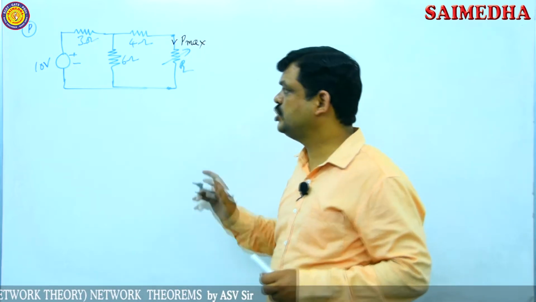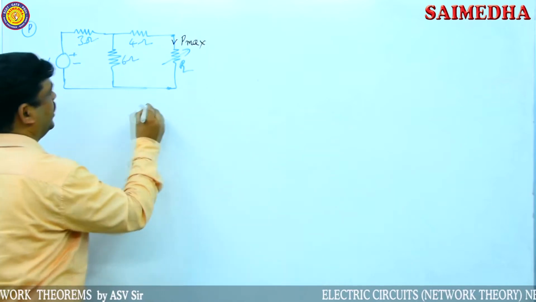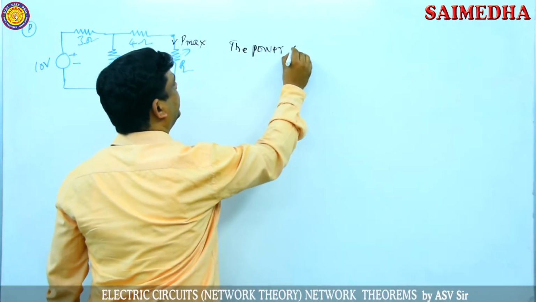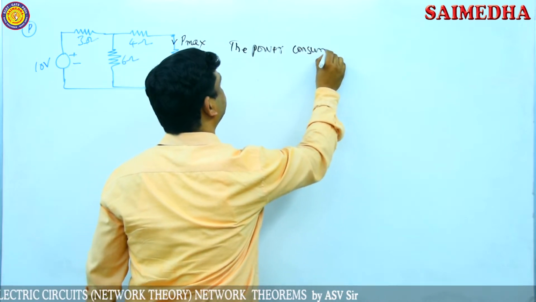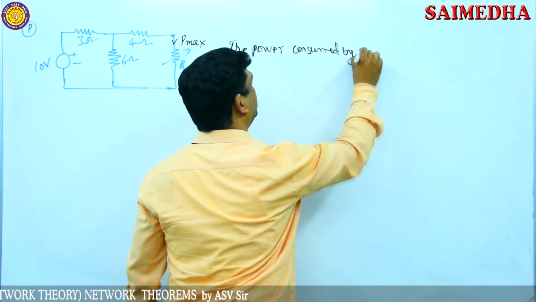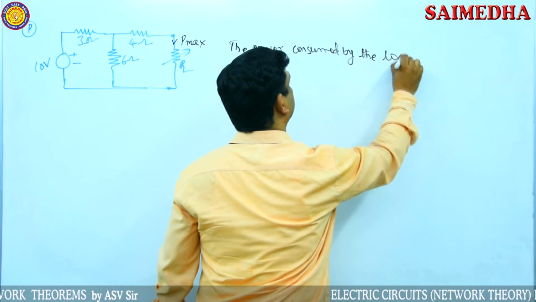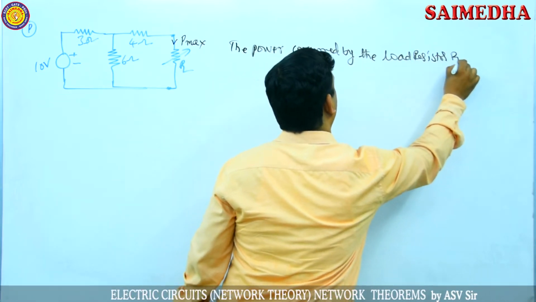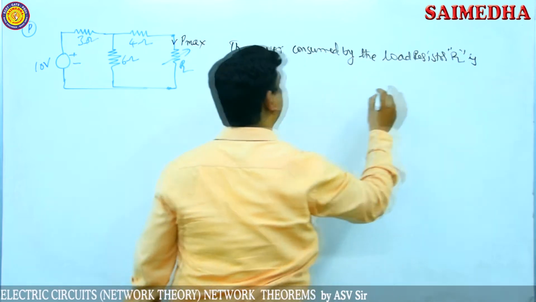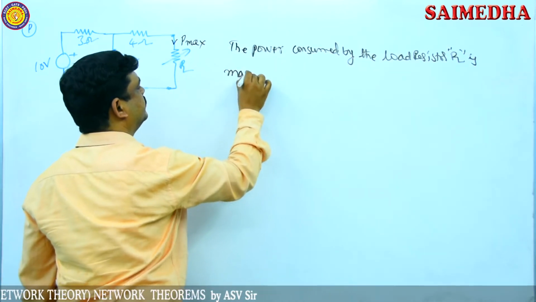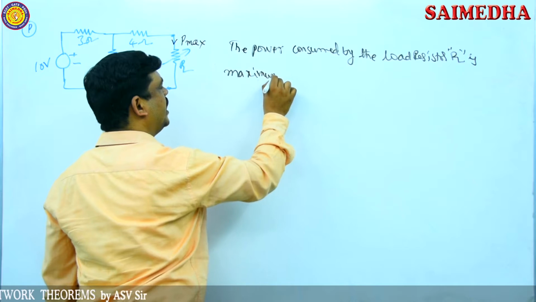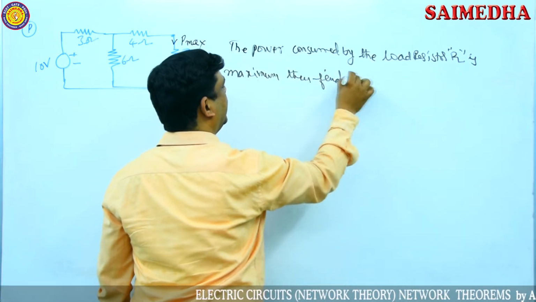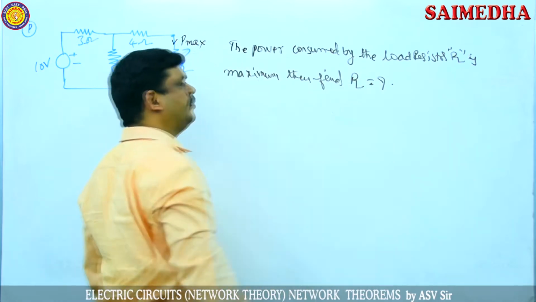So write the point clearly here. The power consumed by the load resistor RL is maximum. Then find the RL value. So here we have to find out RL.